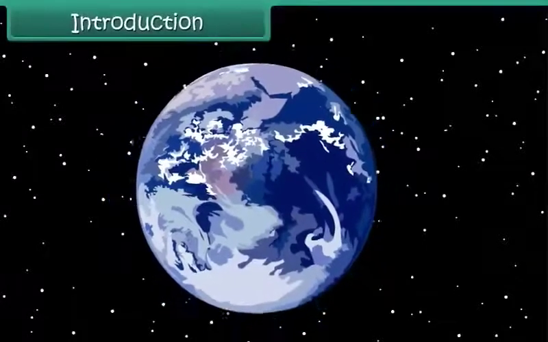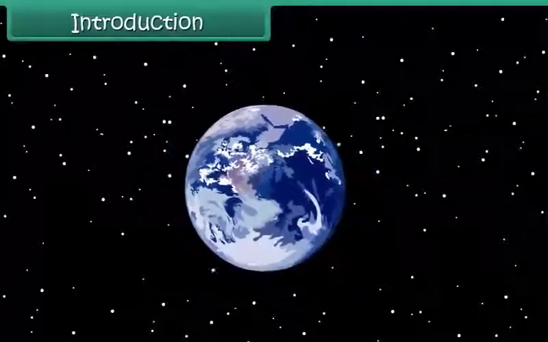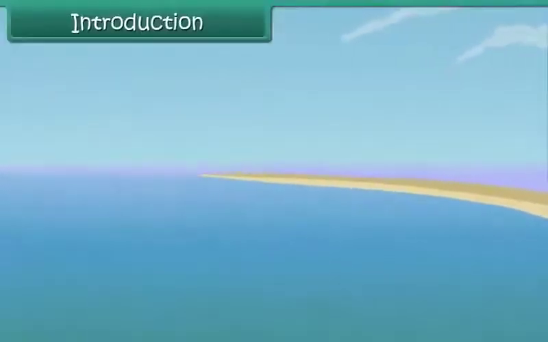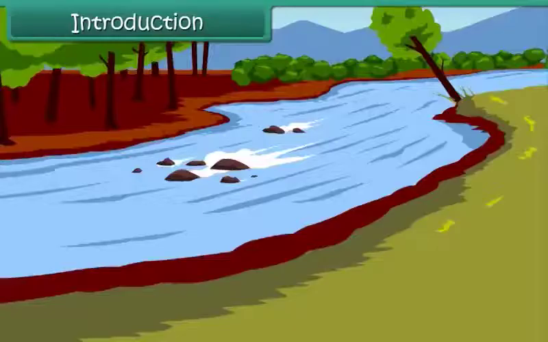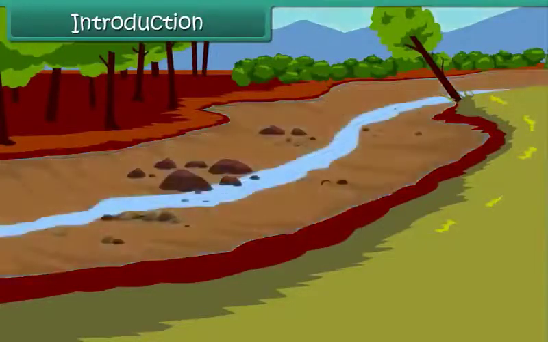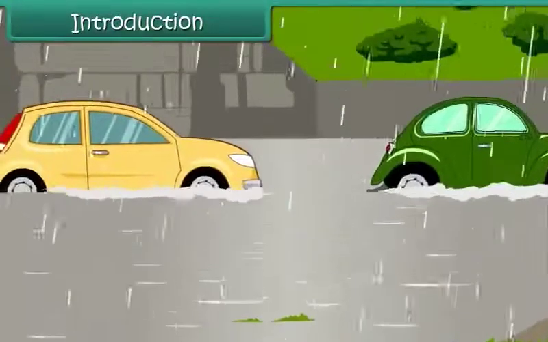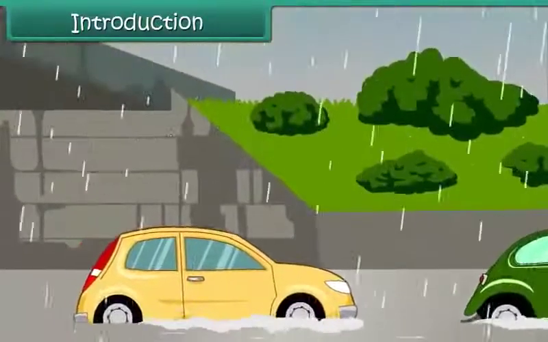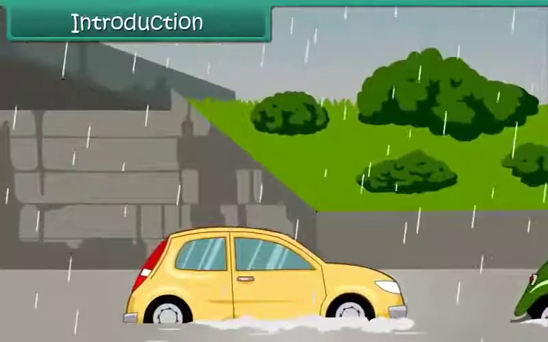Earth is known as the blue planet because of abundance of water on its surface. In fact, 70% of Earth's surface is covered by water. However, in summer, everyone talks of shortage of water. Strange, isn't it? What is even more strange is a couple of months later during monsoon, we talk of floods.